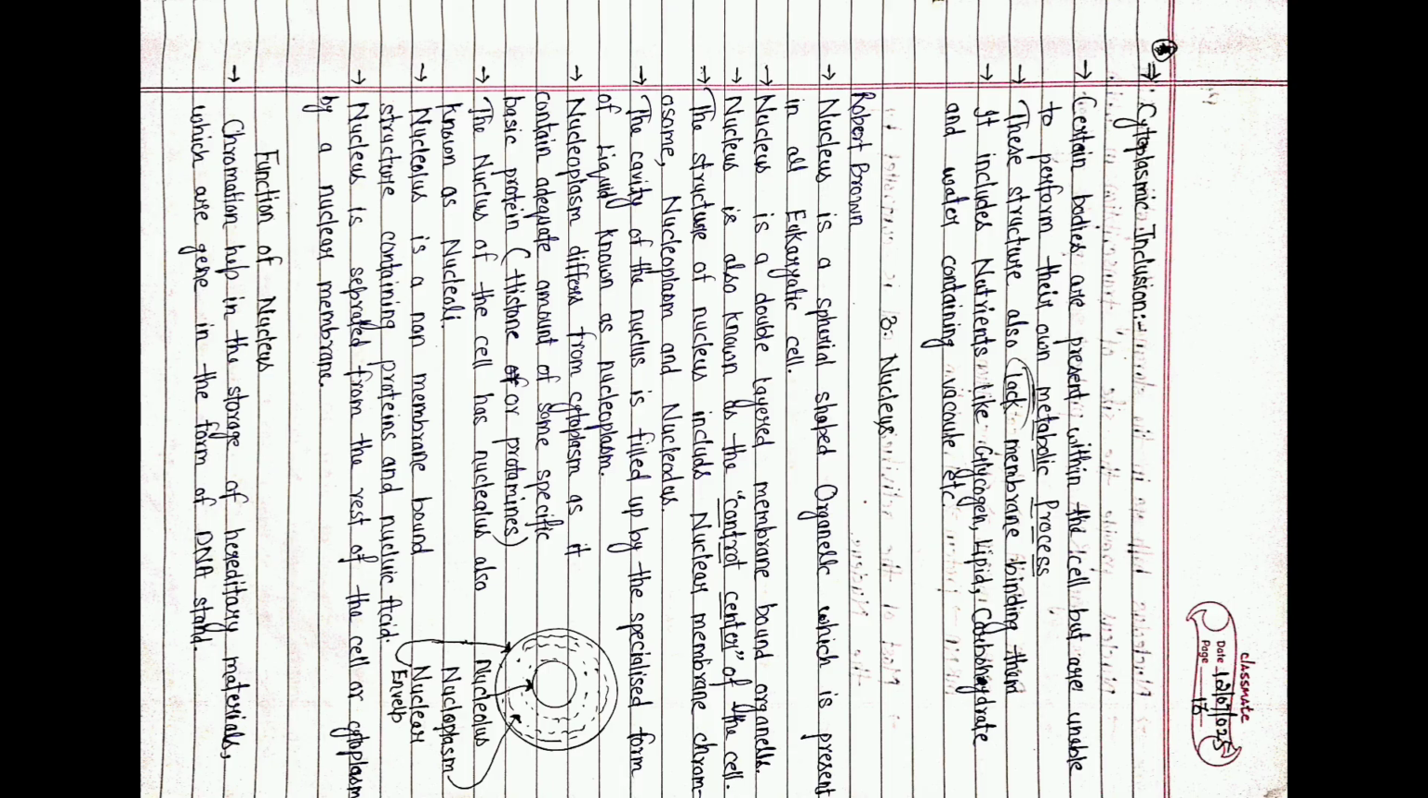Cytoplasmic inclusion. Certain bodies are present within the cell but are unable to perform their own metabolic process. These structures also lack a membrane binding them. It includes nutrients like glycogen, lipid, carbohydrate, and water-containing vacuole, etc.